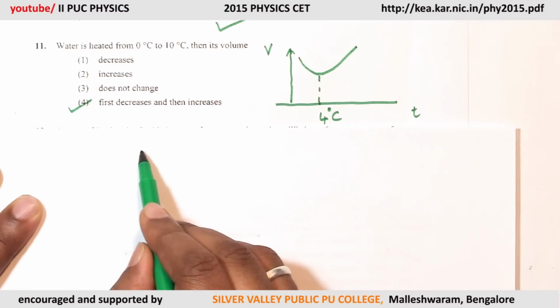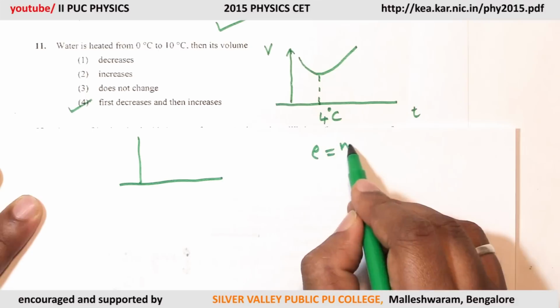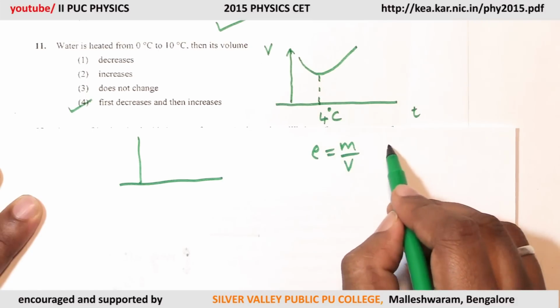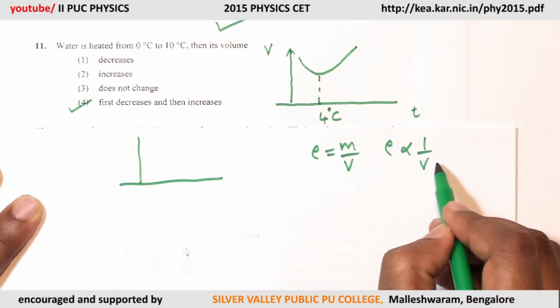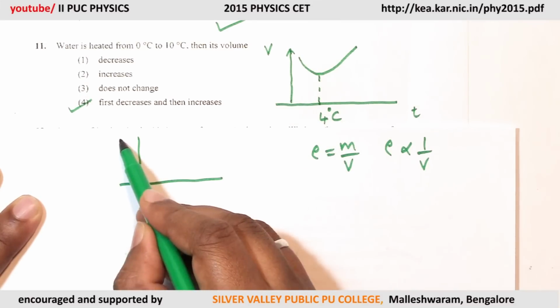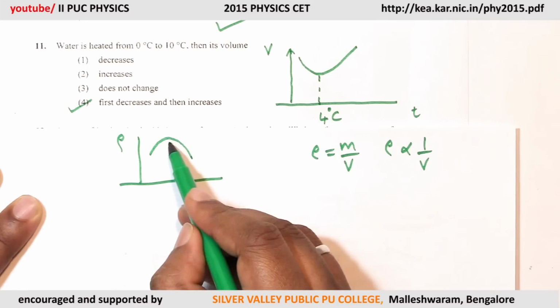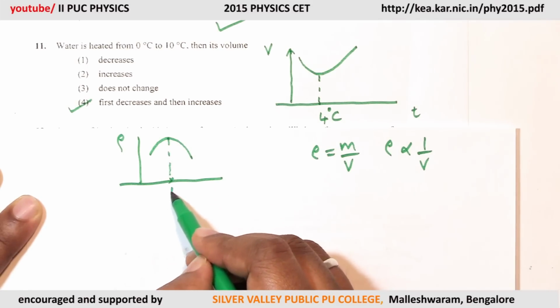In the same question, if density is asked, density equal to mass by volume. So density is inversely proportional to volume. If volume decreases and then increases, the density should first increase and then decrease. And density is maximum at 4 degrees Celsius.